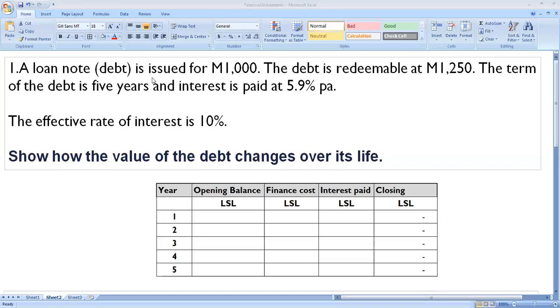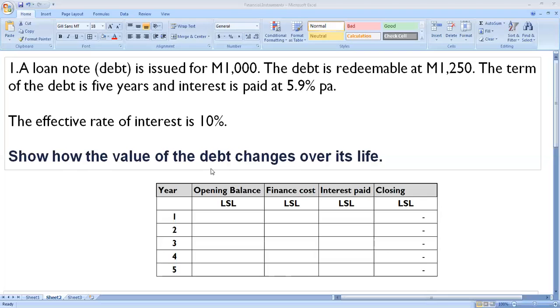A loan note is issued at 1,000 Maluti. The debt is redeemable at 1,250 Maluti. The term of the debt is 5 years, and interest is paid at 5.9% per annum. So this is the interest that is going to be paid, and then the effective interest is 10%. The effective interest is the one that is going to come here in our finance cost and go to the income statement.